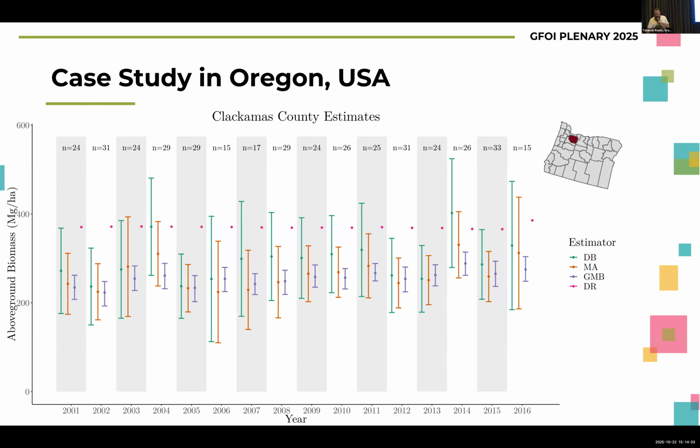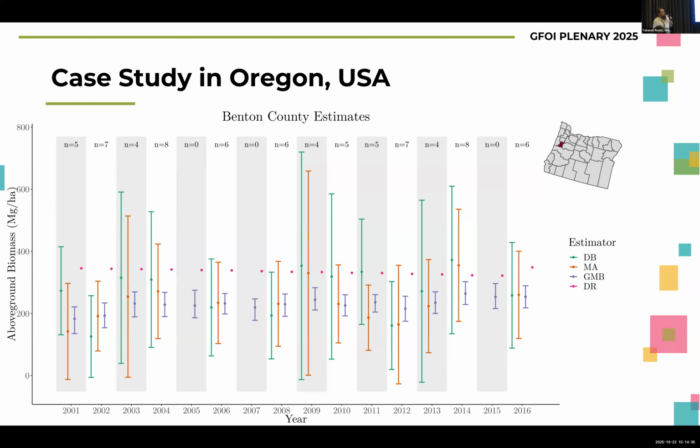And then we can go to a smaller county. So now we're getting into counties where we only have 15 to 20 plots. And this is where we start seeing the geostatistical model show improvement over the model-assisted or design-based estimates. The way this geostatistical model is structured, it's able to borrow strength from the relationship from predictions outside of the county to help inform what's going on inside of the county. And that's where we're starting to see that improvement.